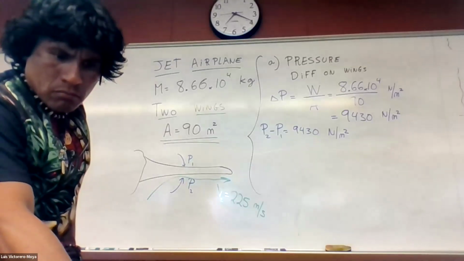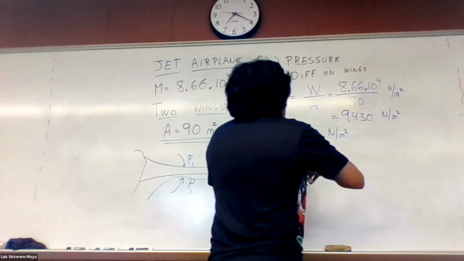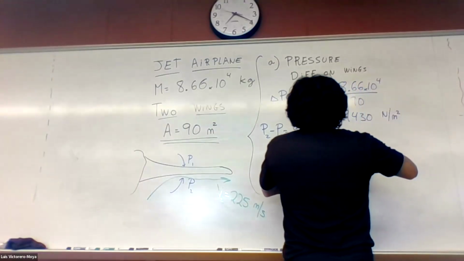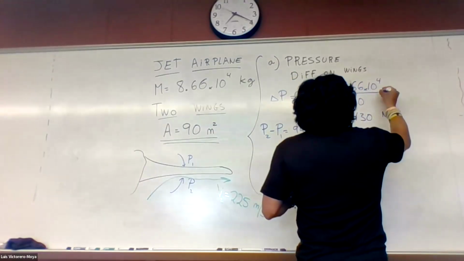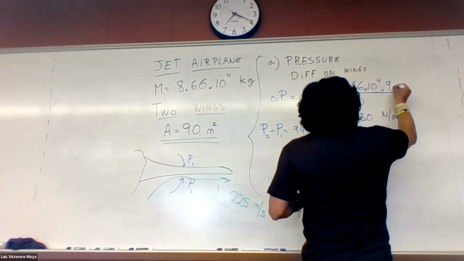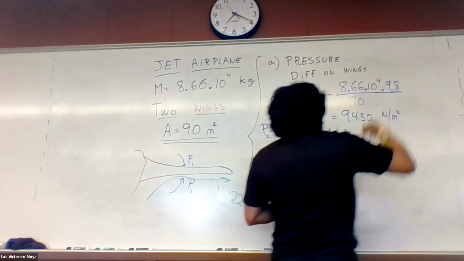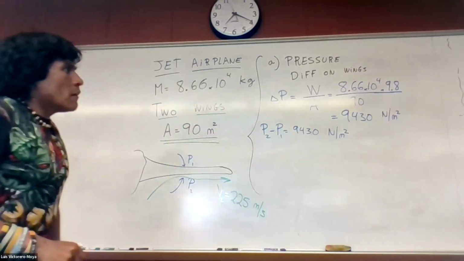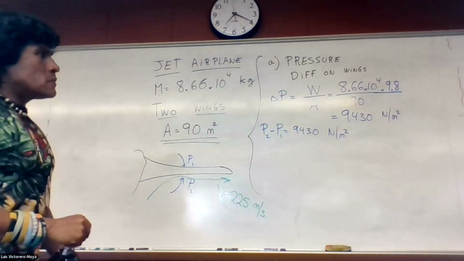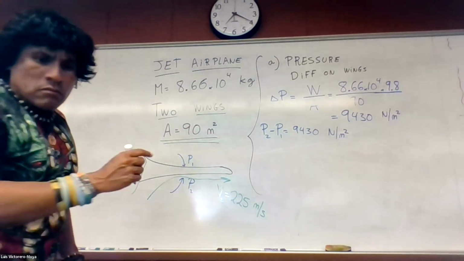Wait, I have a quick question. For the equation up there, you put weight, but you put just the mass value. Is this supposed to be weight? Yeah, mg over the area, it still gives that value. Just double check. I'm pretty sure I did it.